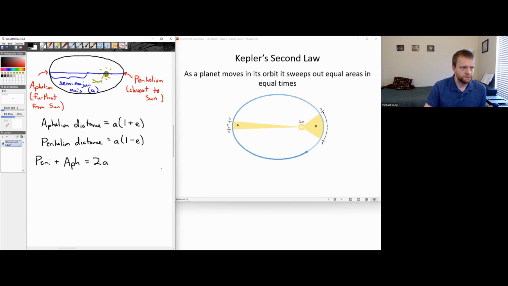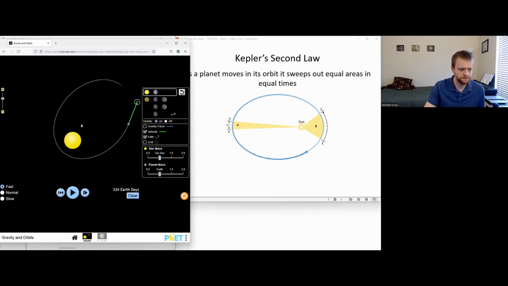Okay, let's talk about Kepler's second law. The official definition is this: as a planet moves in its orbit, it sweeps out equal areas in equal times. Okay, what do we mean by that? Let's go back to this picture.